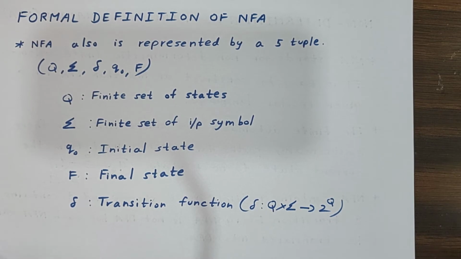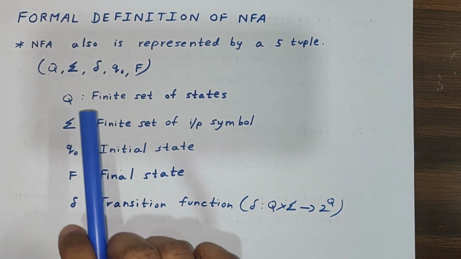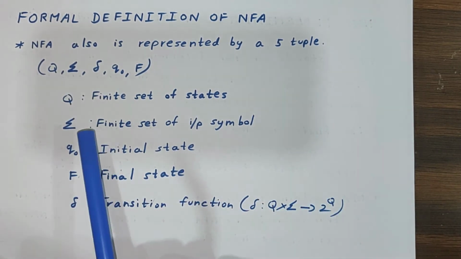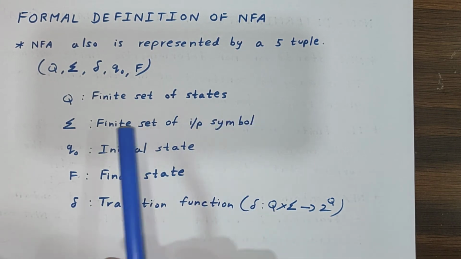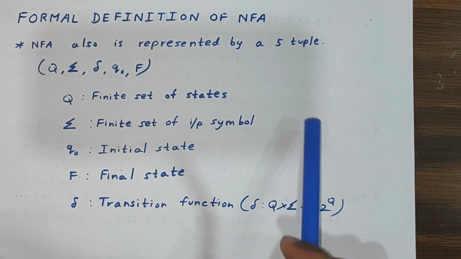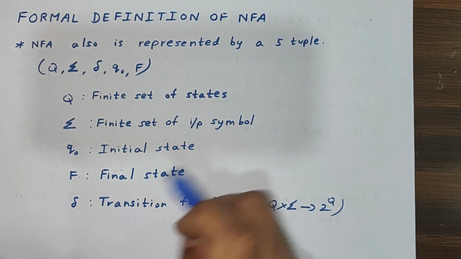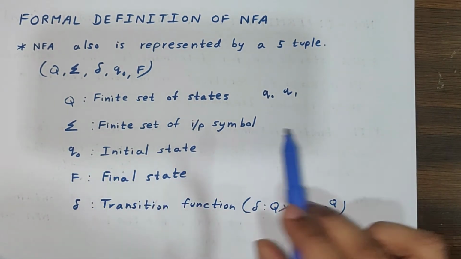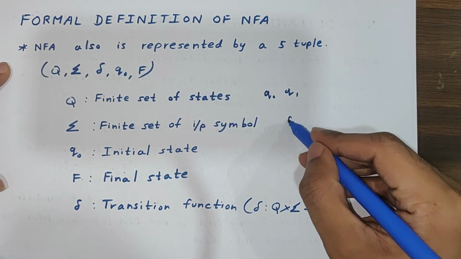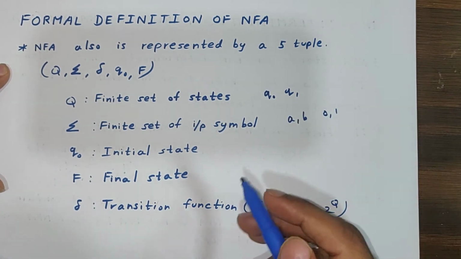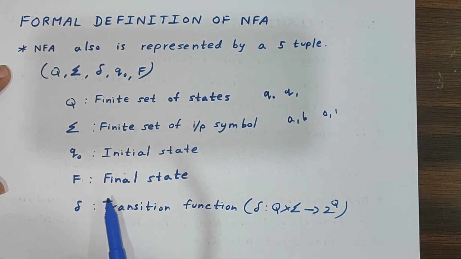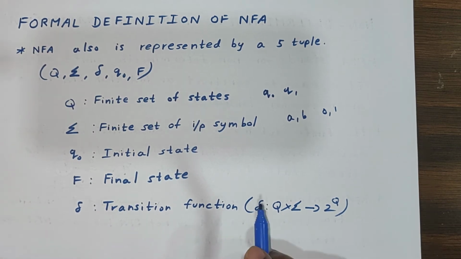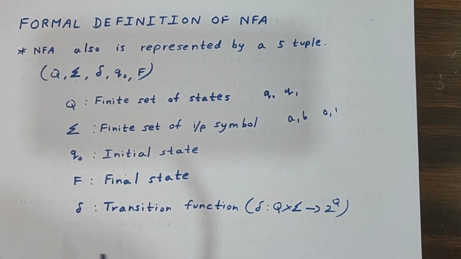Now let us see the formal definition of NFA. It is very similar to DFA. An NFA is also represented by a five tuple, where Q is the finite set of states, and sigma is the finite set of input symbols. States, as you know, can be Q0, Q1, so the states of the machine, and sigma is the finite set of input symbols, say A, B, or 0, 1, something like that. Q0 is the initial state, F is the final state, and delta is the transition function.